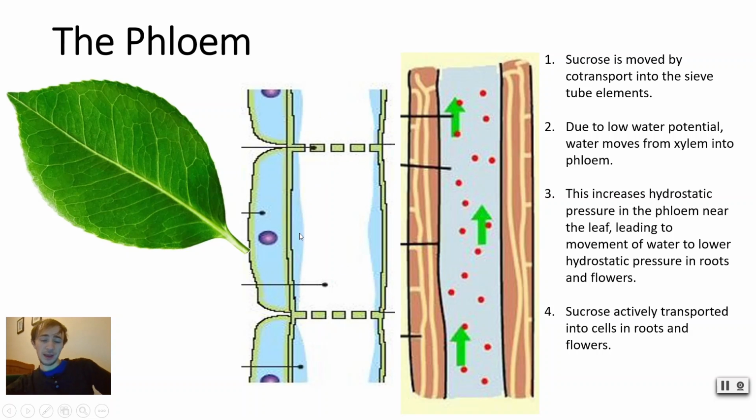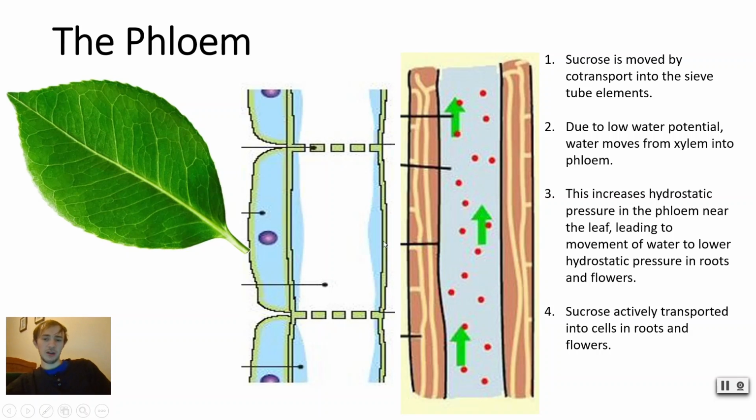Now, the point of that is it's going to drop the water potential dramatically. So if this sieve tube element here, right near the leaf, is full of sugars, it will have a very, very low water potential, a low water concentration. It will be relatively hypertonic to the surrounding environment.